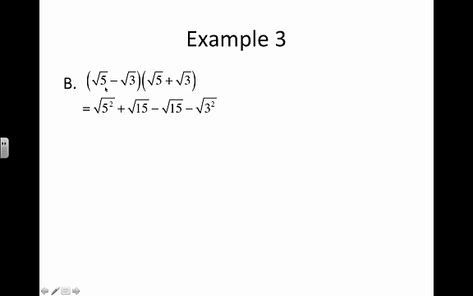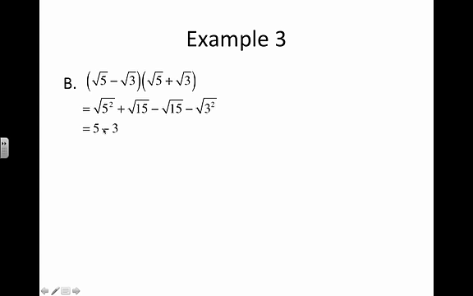All right, so I'm going to have square root of 5 times square root of 5. So square root of 5 squared plus square root of 5 times 3 is square root of 15 minus square root of 3 times square root of 5 is square root of 15. And then minus, because we've got negative times plus, square root of 3 squared. Look what happens to the middle terms. Square root of 15 minus square root of 15 zeroes out. That's the cool thing that always happens when you multiply conjugates together. The middle terms cancel out.